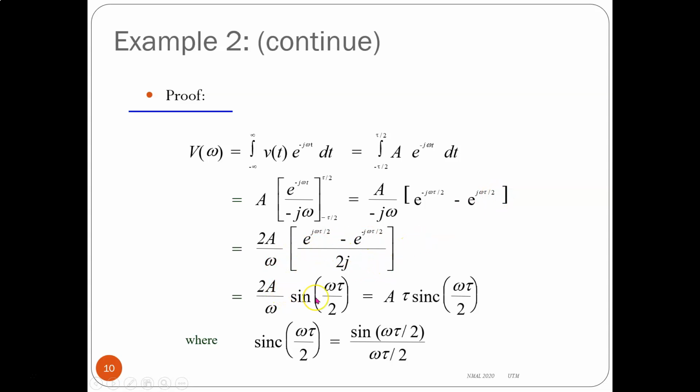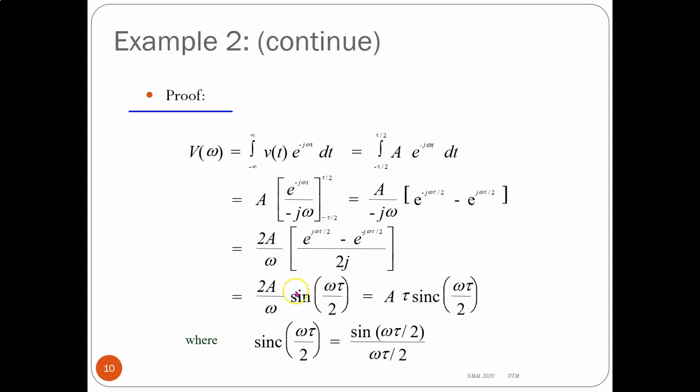Solve and rearrange the equation so that we can put it in terms of sinc. Sinc of omega tau over 2 is the sine of omega tau over 2 divided by omega tau over 2. Remember that sinc t is actually sine t divided by t. So we rearrange so that we can put it in terms of sinc. The Fourier transform for the rectangular signal is A tau sinc of omega tau over 2.